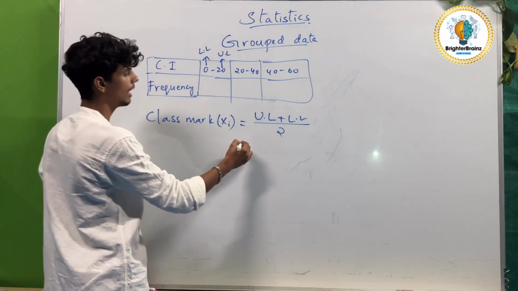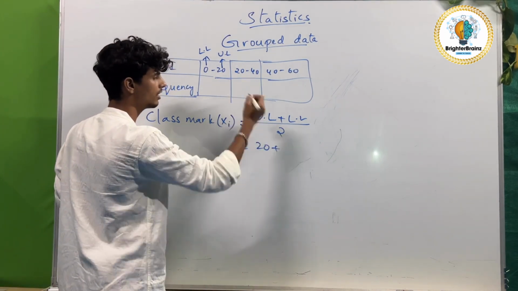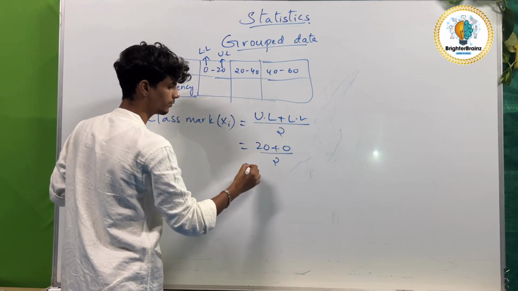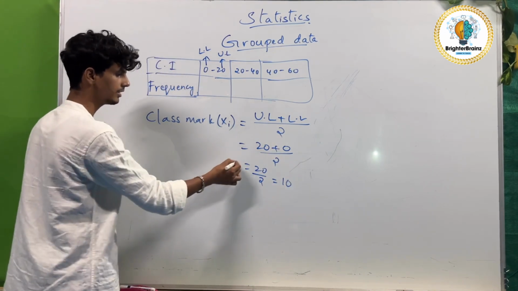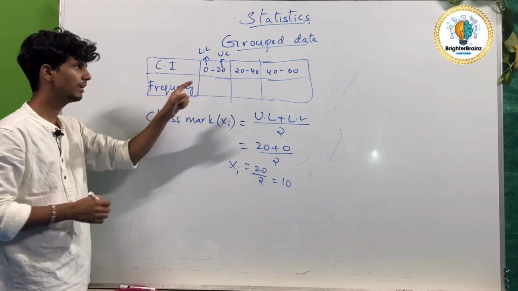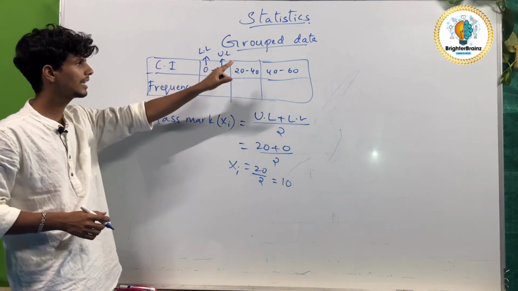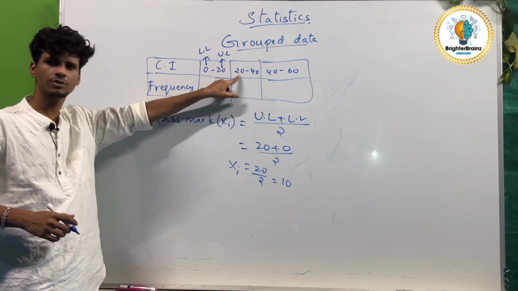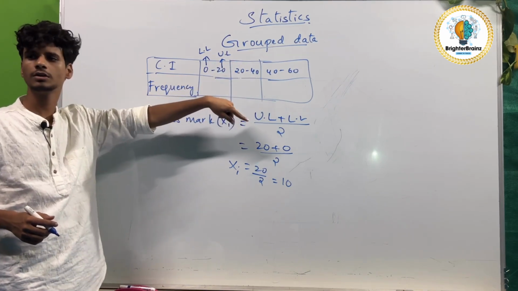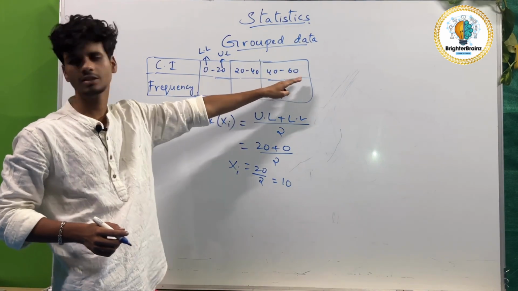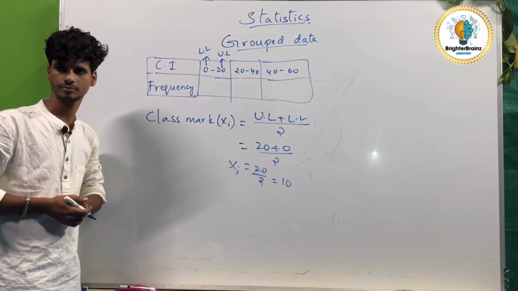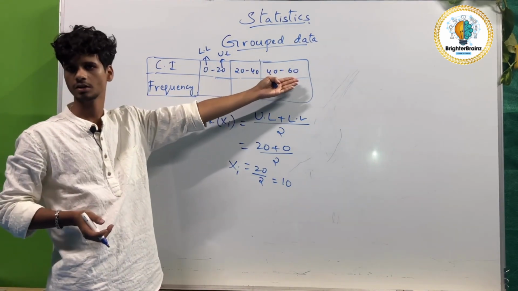Then what is the upper limit here? 20, plus the lower limit 0, divided by 2. That is 20 by 2, which is 10. So the class mark of this interval will be 10. And the class mark of the next interval will be 40 plus 20, that is 60, over 2, it is 30. In that way, for the next class interval it will be 50, since it is 40 plus 60.